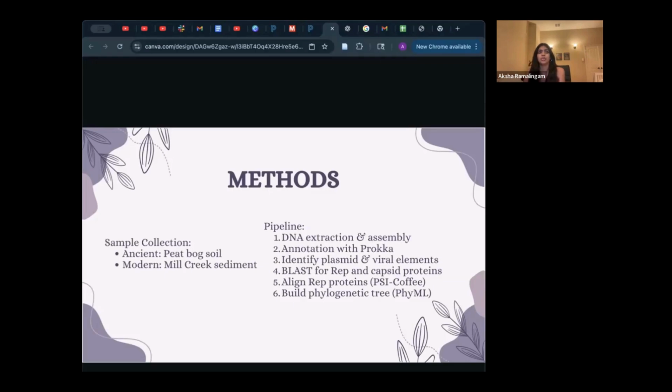So for the viruses, we looked for replication-associated proteins and capsid proteins, which are key markers of a CRESS DNA virus. And then for the plasmids, we were looking for antibiotic resistance genes. So after identifying these genes, we aligned them using PSI-Coffee, which is an alignment tool, to compare their evolutionary differences. And then we constructed a phylogenetic tree using PhyML to visualize the relationships between these ancient and modern sequences.